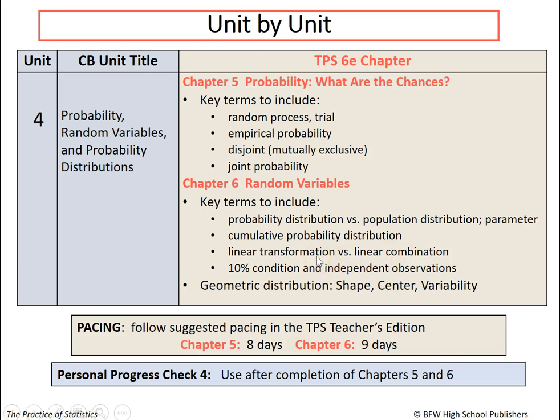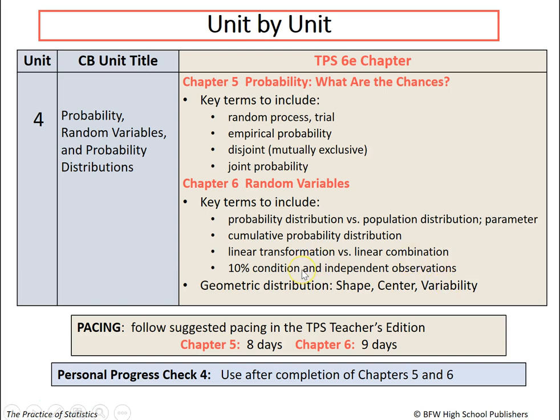Be sure to distinguish a linear transformation of a random variable, like a plus bx, and its effect on the shape, center, and variability of the probability distribution, from a linear combination of two or more random variables, where we're multiplying by a constant and then adding or subtracting. We particularly are interested in linear combinations of independent normal random variables in this course.